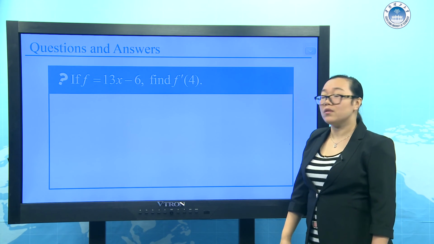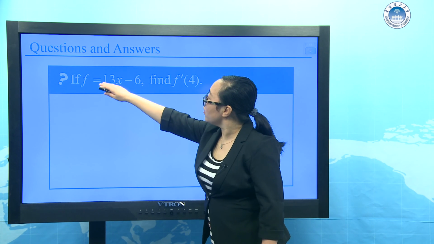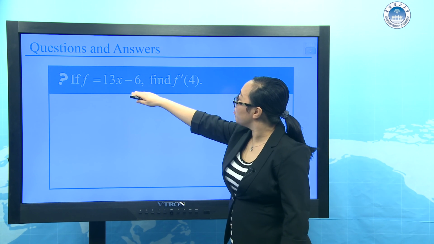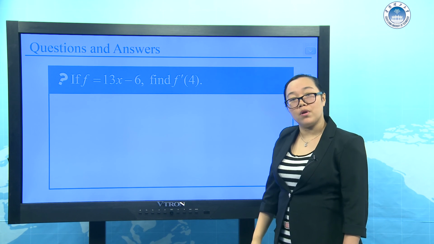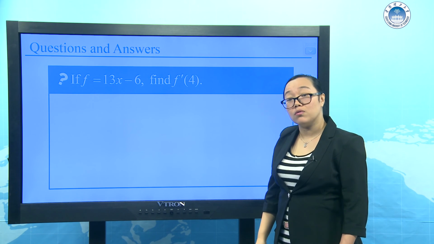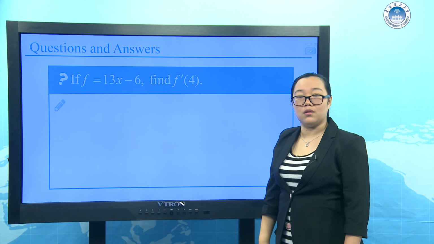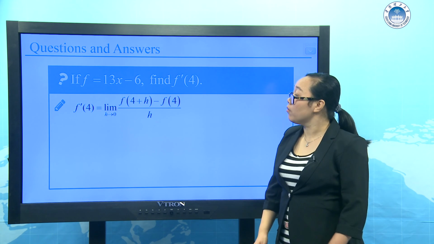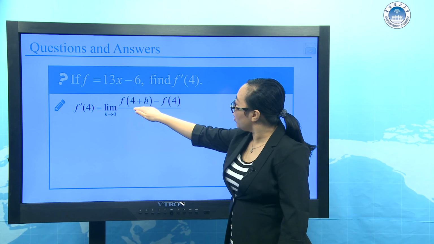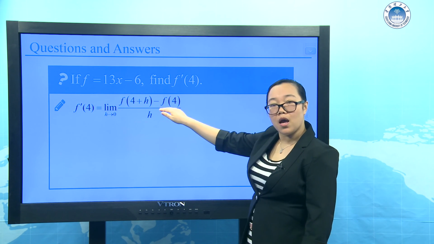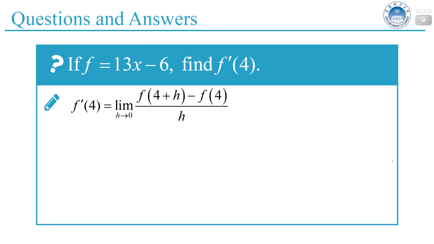So now look at this question. If f(x) equals 13x minus 6, find f prime 4. How to write f prime 4? First, according to the definition. So now look at this. f prime at any given point: f(the point plus h) minus f(the point) over h. It's the same variable. Condition, h tends to 0. So it's our definition. Try to write it, okay?